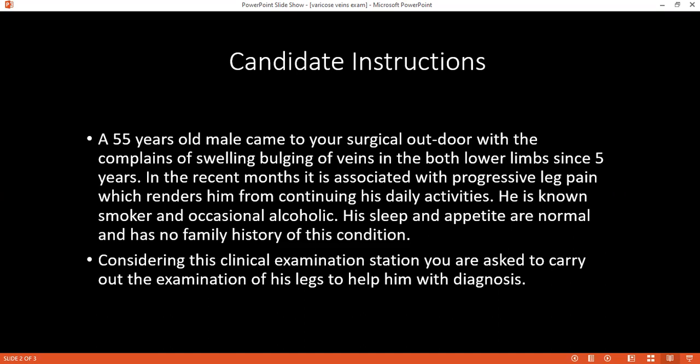So having conducted all these tests, I would also want to conclude my examination by doing an abdominal examination and also an arterial examination. An abdominal examination because there might be a mass in the rectum, and you have a pelvic mass which might be compressing.